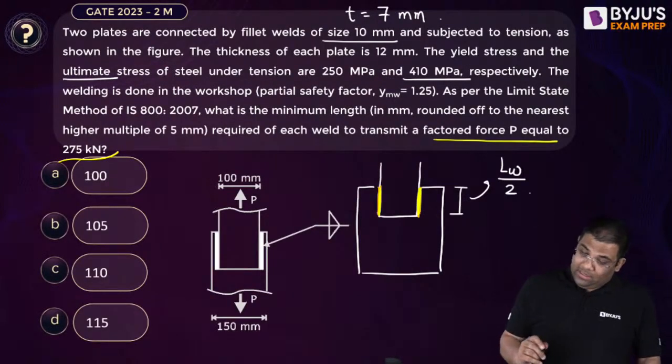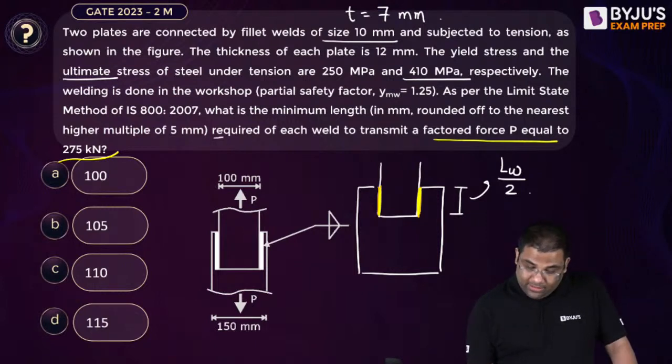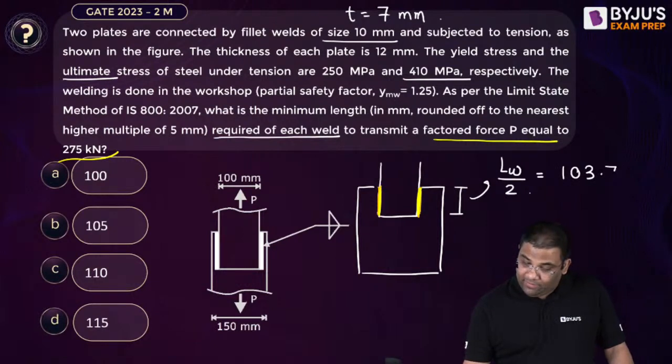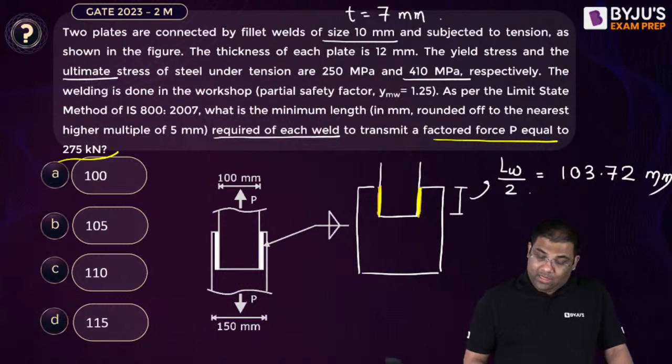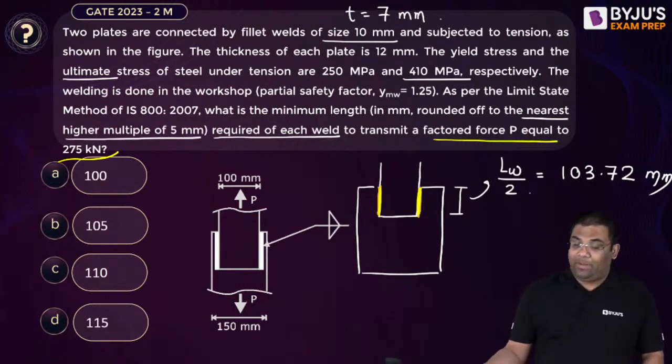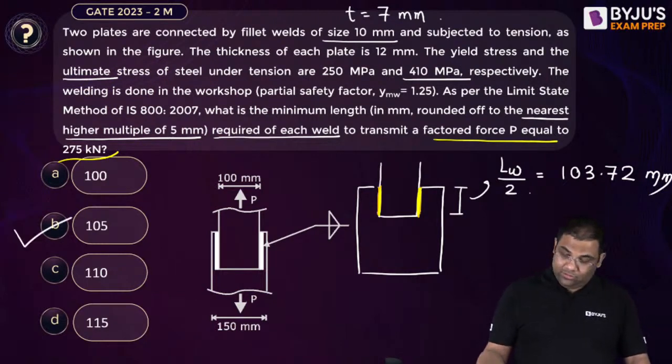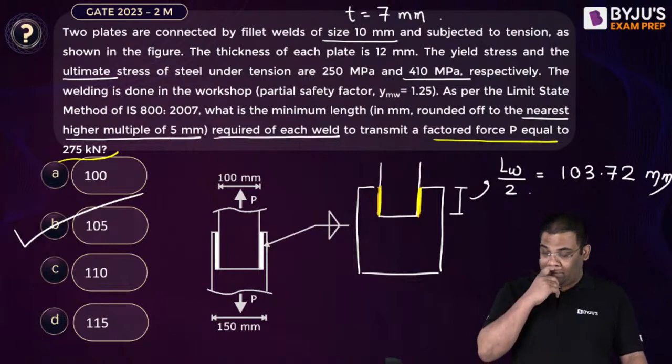What is written? What is the minimum length requirement for each weld? There are two welds here, right? Now total we got, so this will be half of this. Half of this is 103.72 mm. But what have they written? They have written round up to the nearest higher multiple of 5, right? The nearest higher multiple of 5 is 105, right?